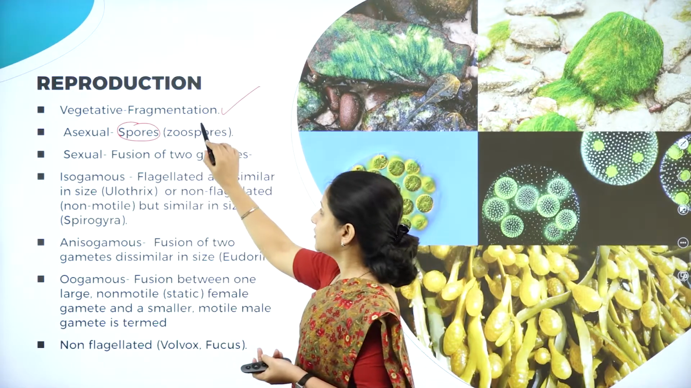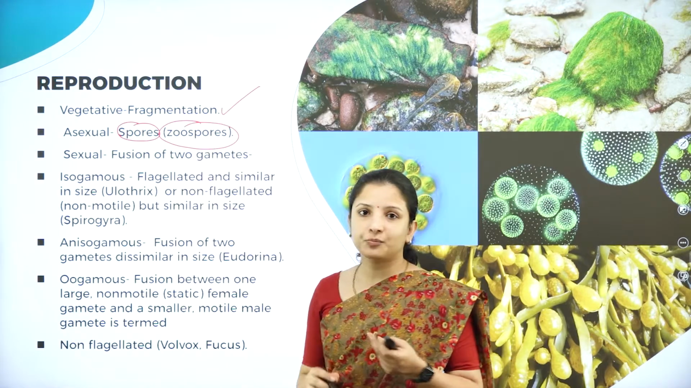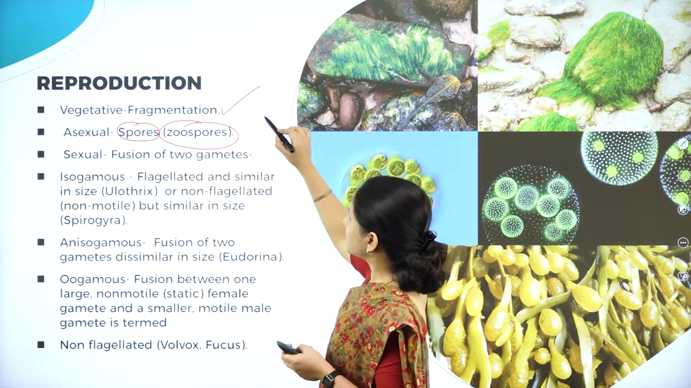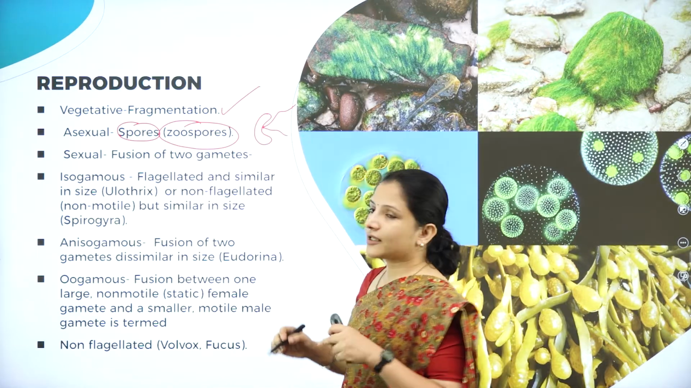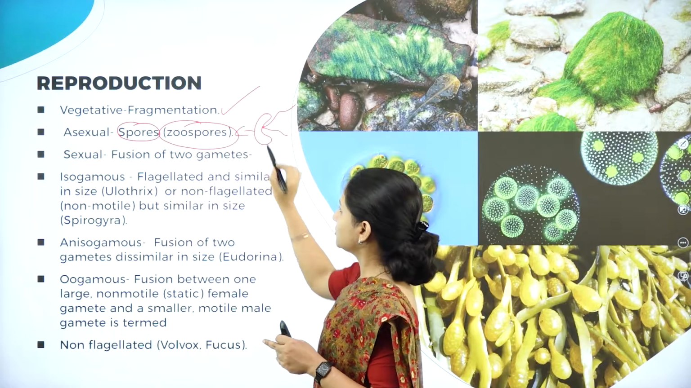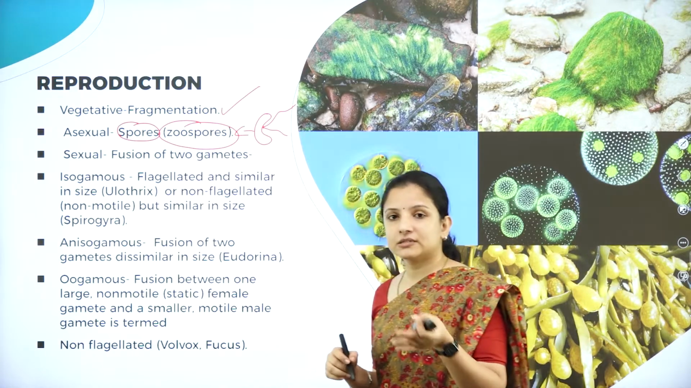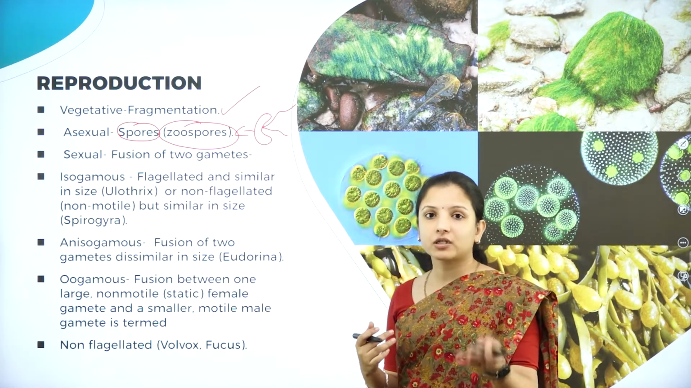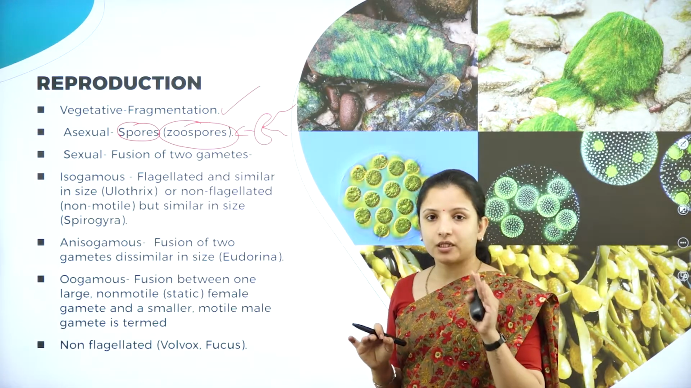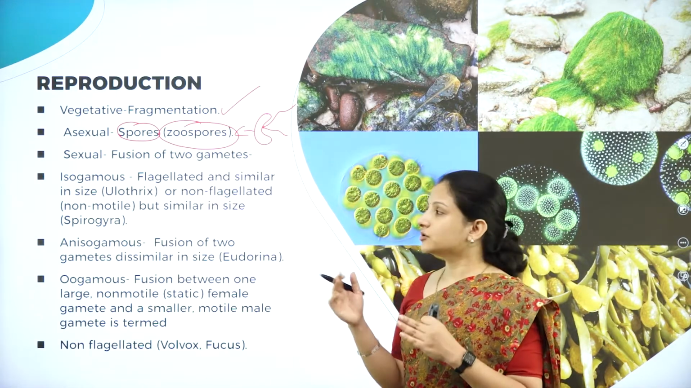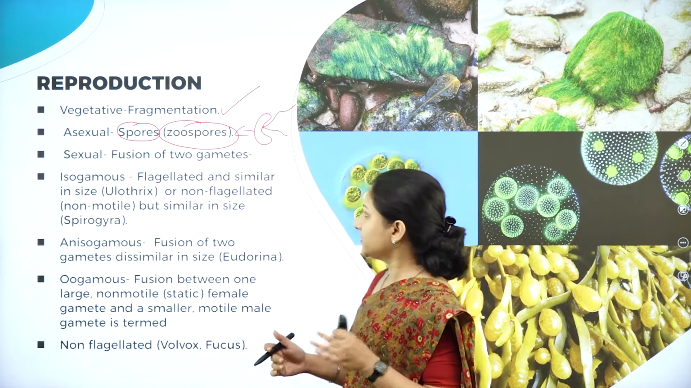What kind of spores? Zoospores. So what are these zoospores? Zoospores are spores that are flagellated, so they can move in water. And since algae are found the majority of the time in moist areas, in water, they reproduce asexually by the production of zoospores. So zoospores are the asexual structures here.